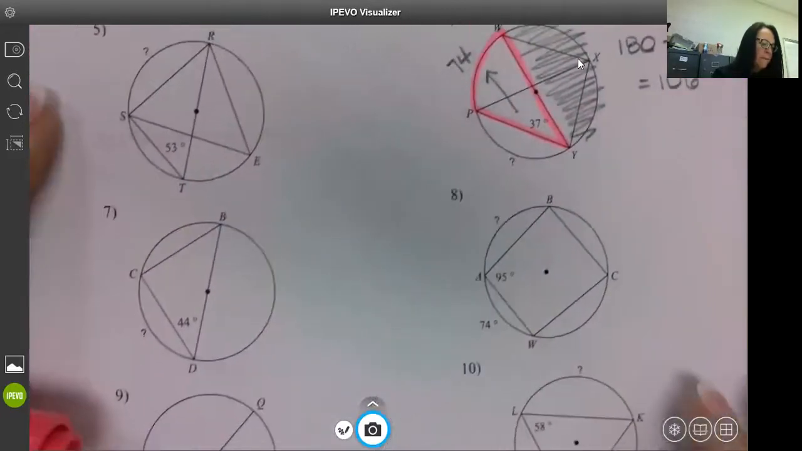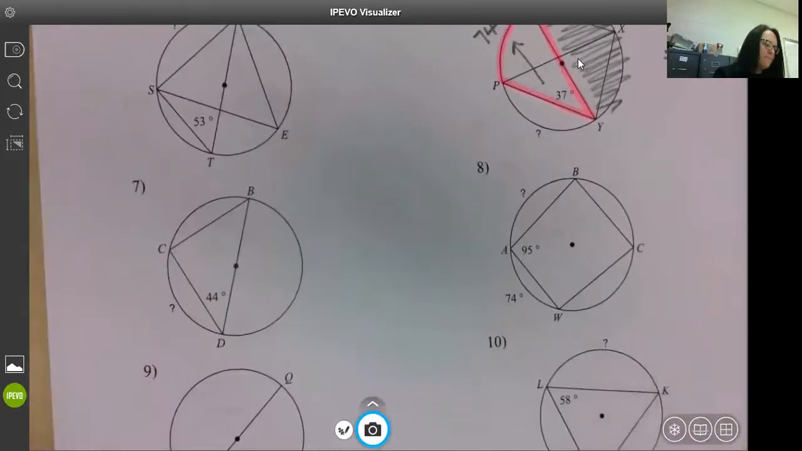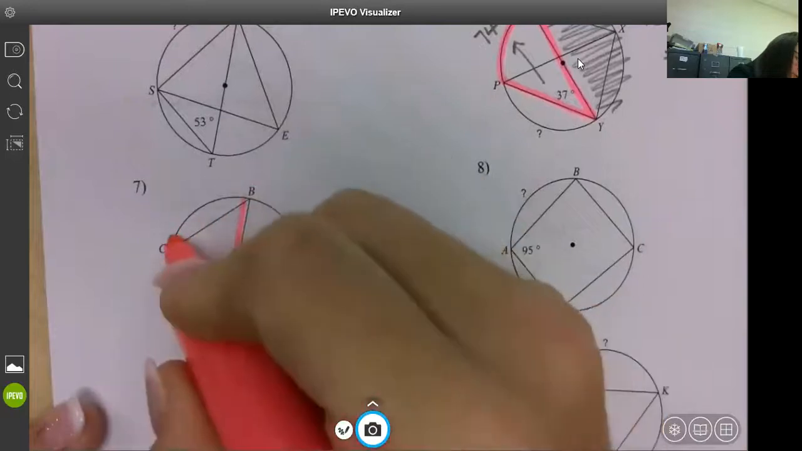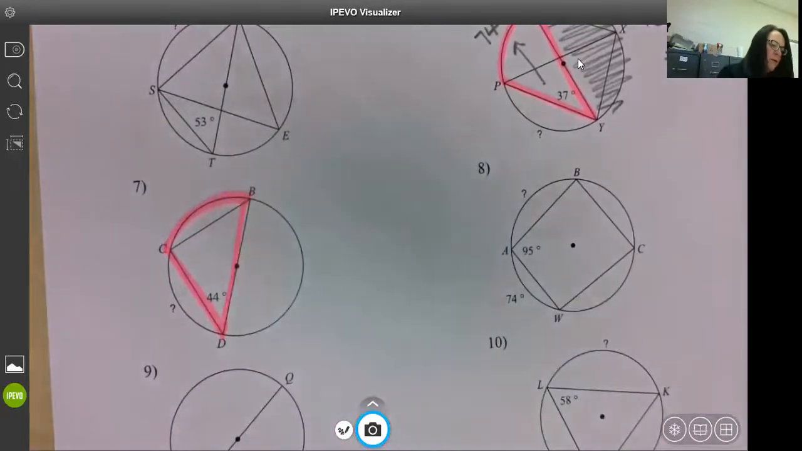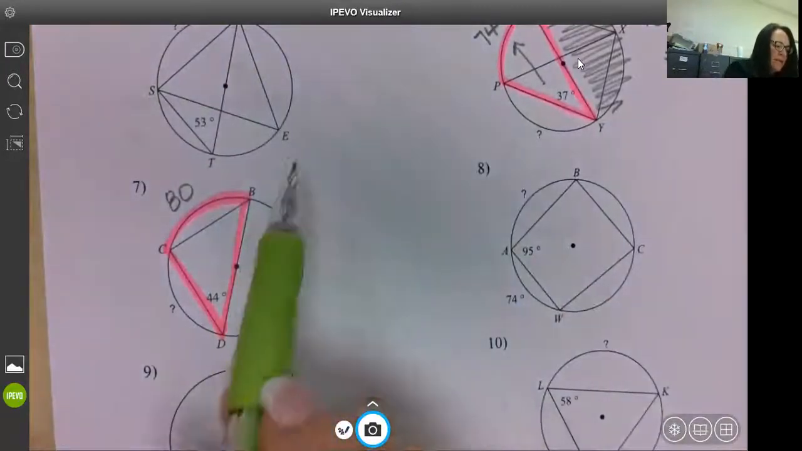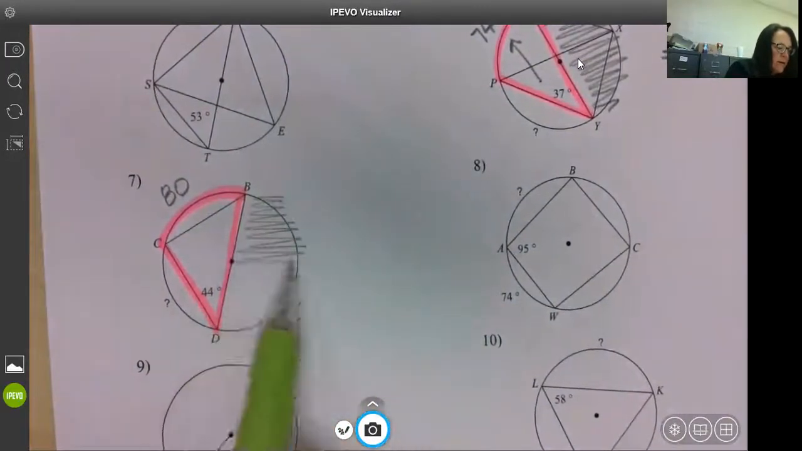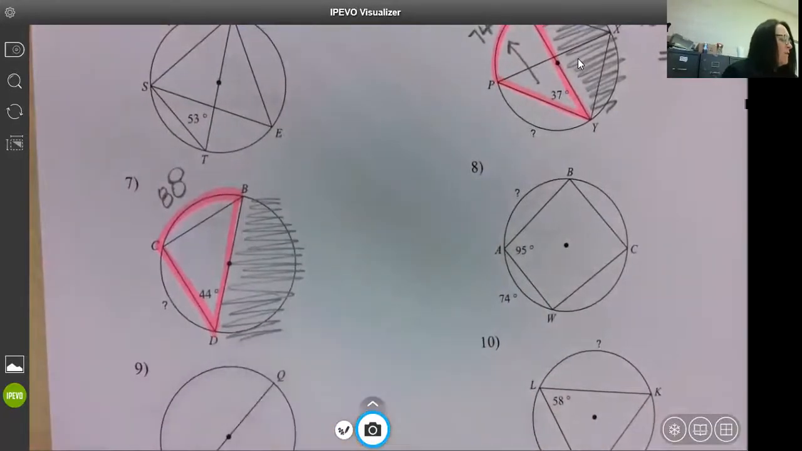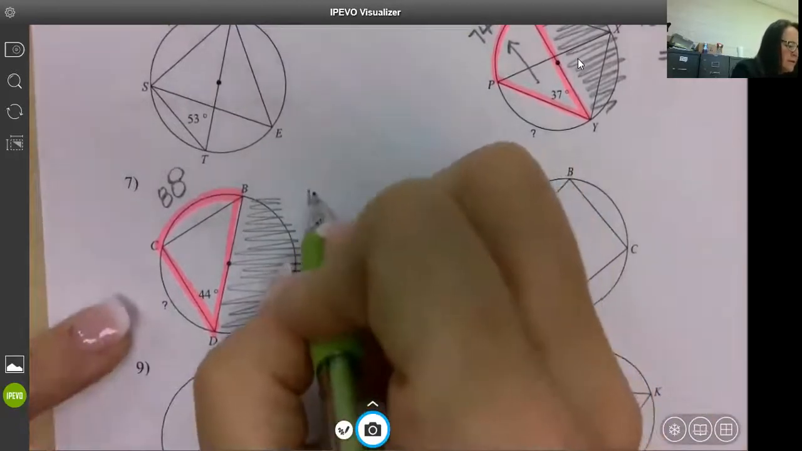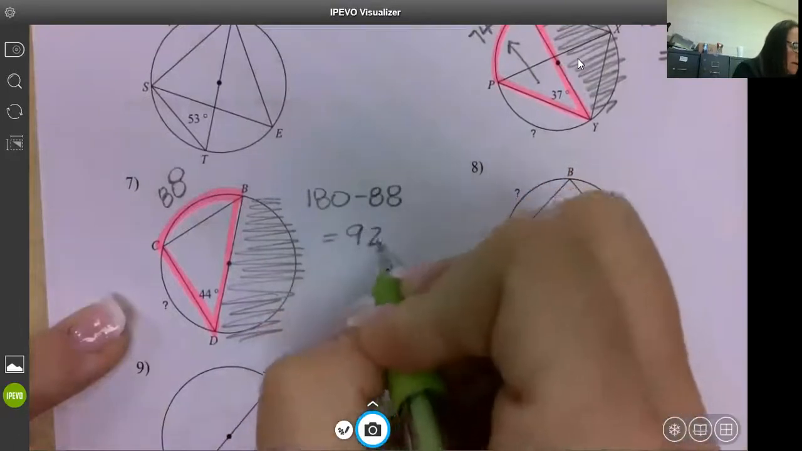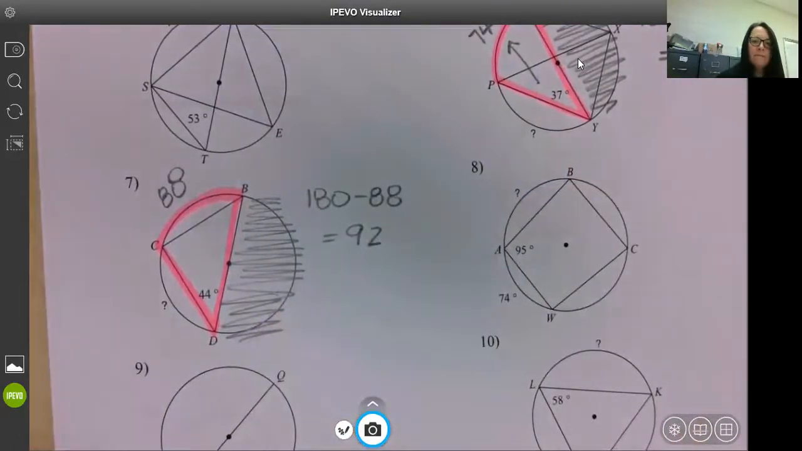So again, if we look at this one, it's the same exact question. So this 44 will give us this arc. 44 times 2 is 88. But since we need this one, and we have a diameter, we only have half the circle. So all we have to do is subtract 180 minus 88, and we get 92.